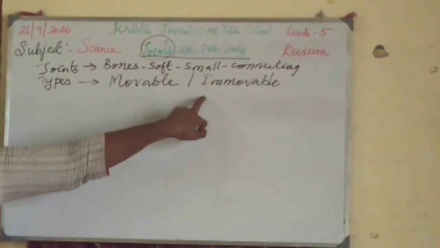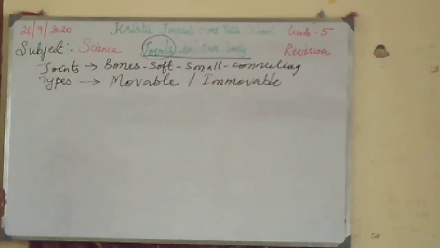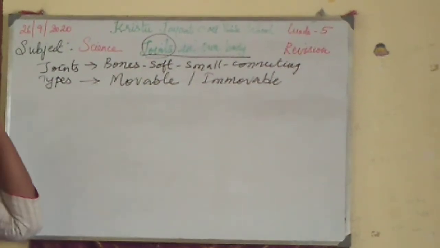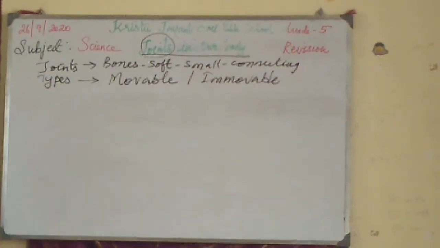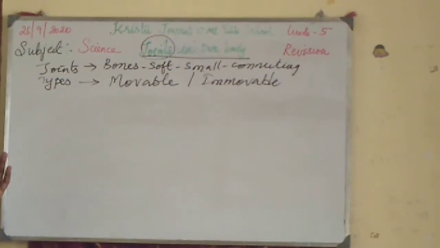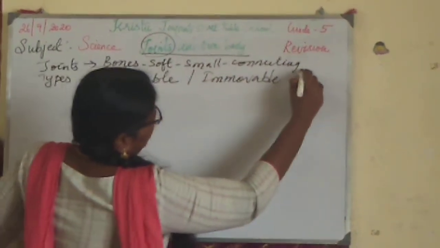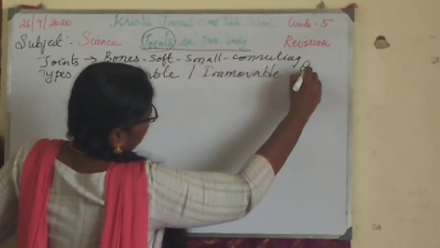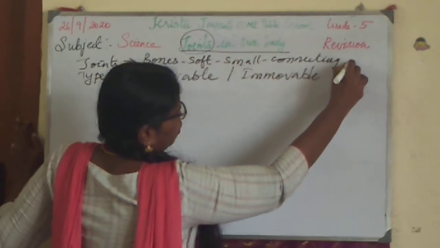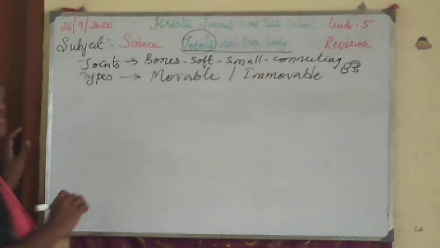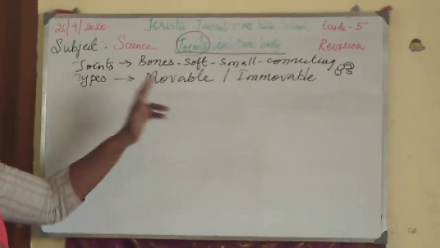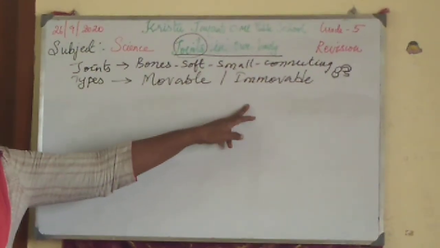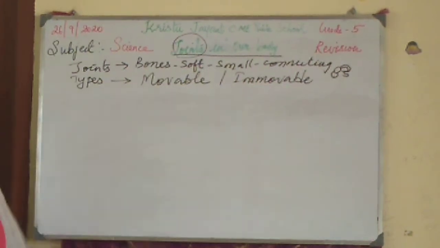Coming to immovable joints, your ribs, your brain, just you touch your head, you can see a tough portion which is the skeletal system, the skull covers your brain, and your skeleton is made up of several small bones connected with the joints, and that is immovable. Okay, so we have 2 types of joints called movable and immovable. Based on the work we are naming it as movable and immovable.